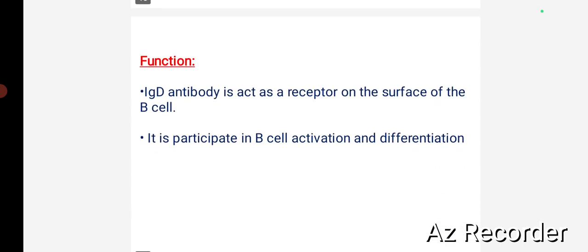Next, move on to functions of IgD. The IgD antibody acts as a receptor on the surface of the B cell. It participates in B cell activation and also differentiation.